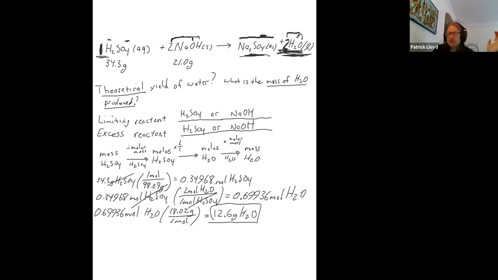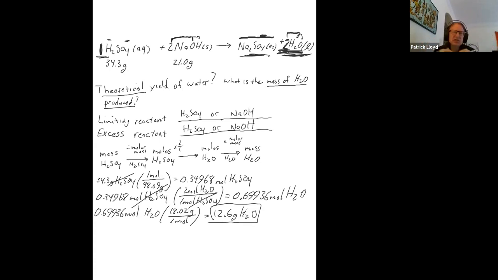It's essentially a 50-50 proposition. The theoretical yield is going to be either from the first reactant or the second reactant. It is possible they match up perfectly. So if you get exactly the same mass from both reactants, that's what's called stoichiometric reactants. They're matched to give you exactly the same number. But typically, one will give you more than the other.